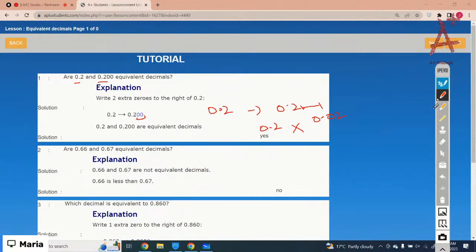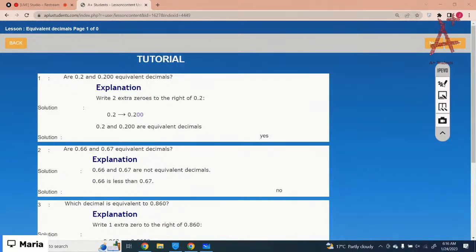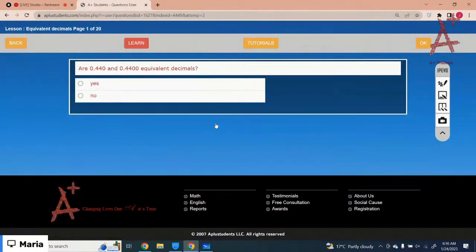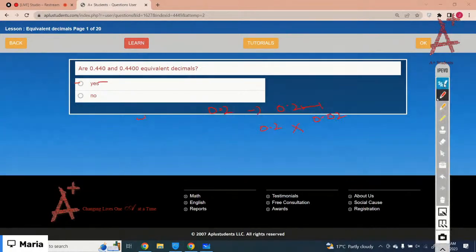Okay, so 0.66 is less than 0.67. Got it? Let's start with the test questions. Okay, are 0.440 and 0.4400 equivalent decimals? So are these two decimals equivalent? Yes or no?